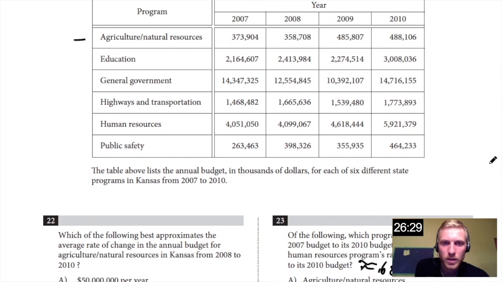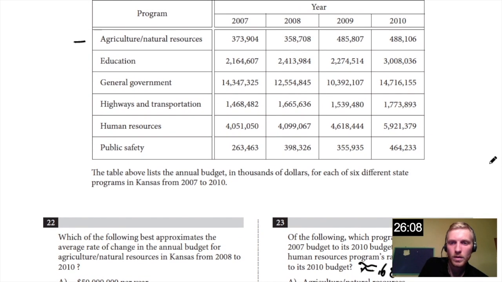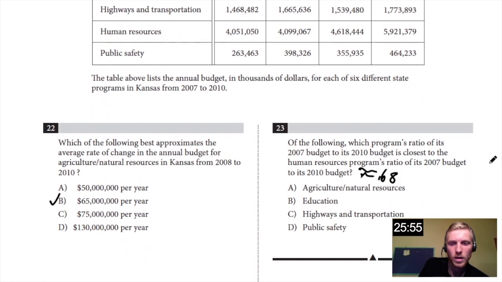So let's see, agriculture and natural resources. I'm just going to try the ones that look like they could be close. That does look close. Some look close at least. It's going to be a little small. 373 divided by 488. Sorry, a little large. So 0.76, no. Probably not. Education. Let's see. 2164 divided by 3008. 0.72. Okay, so that's maybe it. 0.72.